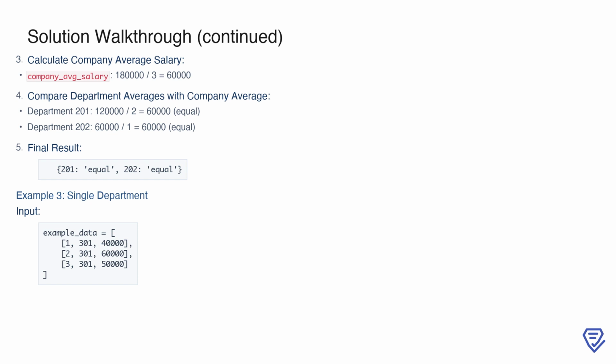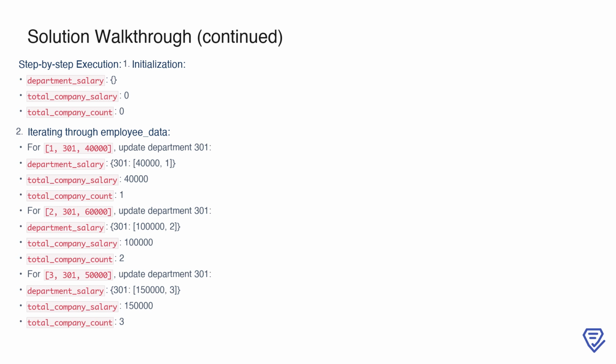For Department 201, the total salary of 120,000 divided by 2 employees gives an average of 60,000, which is equal to the company average. Similarly, Department 202's average salary is 60,000 for its single employee, which is also equal to the company average. Since all department averages are equal to the company-wide average, the output for this example is 201 equal, 202 equal. In the final example, all employees belong to a single department, Department 301, with varying salaries.